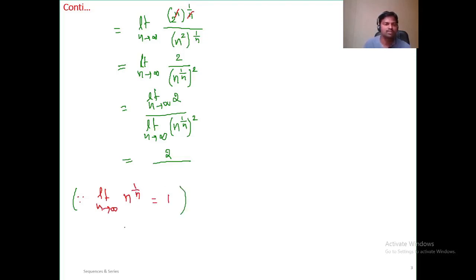Simply, you take this one as a_n equal to n power 1 by n, apply the natural logarithm function on both sides, and then proceed. I already did this. Check once in the sequence topic. Okay, so therefore this value is 1, so 1 square, right?